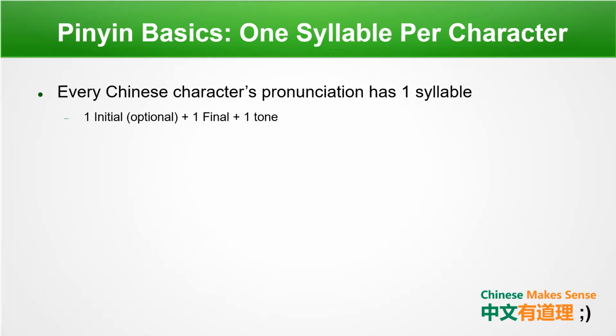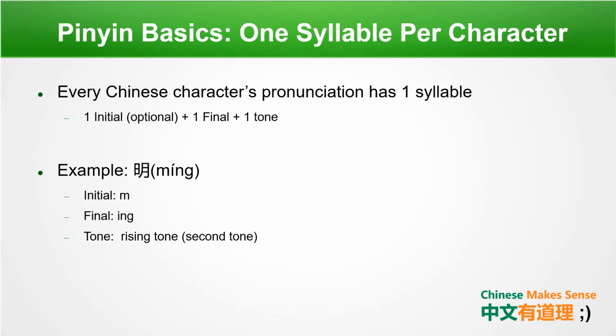Here are the Pinyin basics: one syllable per character. Every Chinese character's pronunciation has one syllable: one initial, which is optional, one final, and one tone. For example, Ming: the initial is M, the final is ing, and the tone is the rising tone, or the second tone, which combines to make Ming.